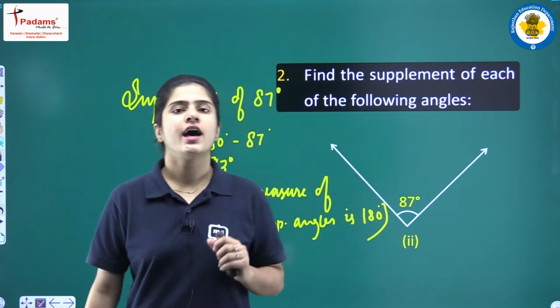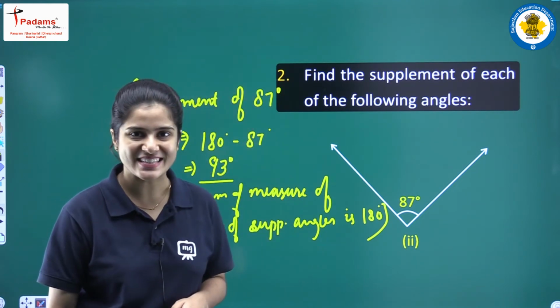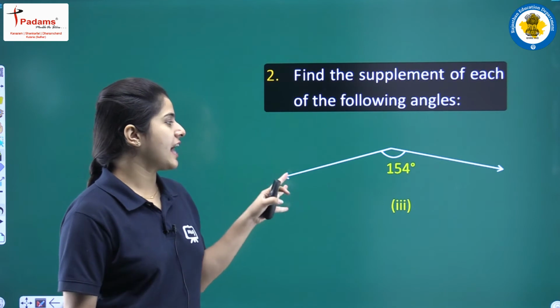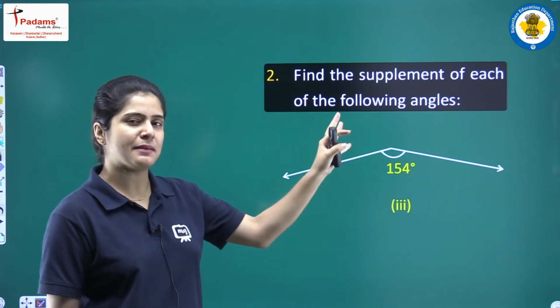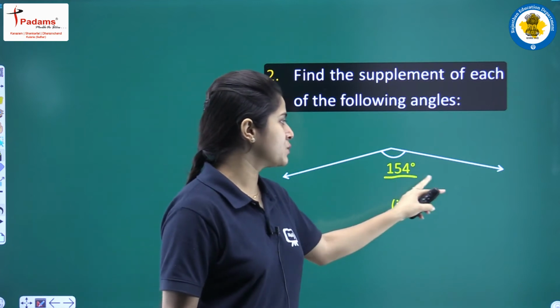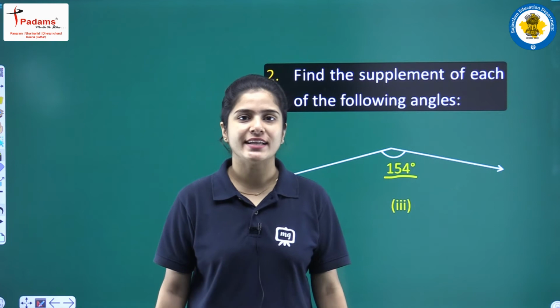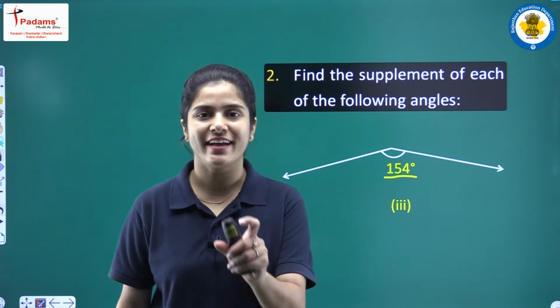Okay students, now we will be looking at the next part. What is the next part students? Have a look. Now you have to find out the supplement of this angle. Okay, what is that angle? The angle is 154 degree. Okay, so we need to find out the supplement of 154 degree.